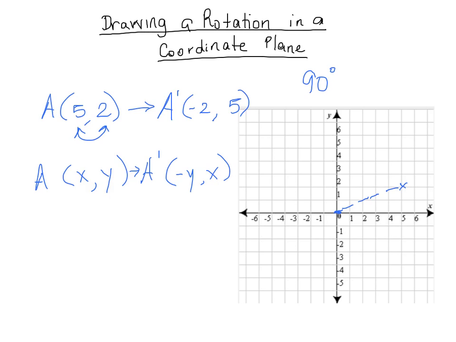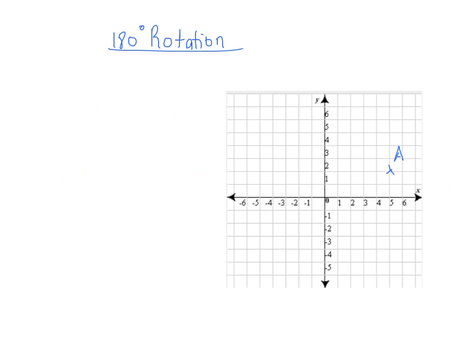And let's see what it looks like, see if it makes sense. So before it was (5, 2), and now it is (-2, 5). And that absolutely looks like it makes sense, because if we draw a line to our center of rotation, this is in fact 90 degrees. Awesome. All right, let's look at 180 degrees counterclockwise.